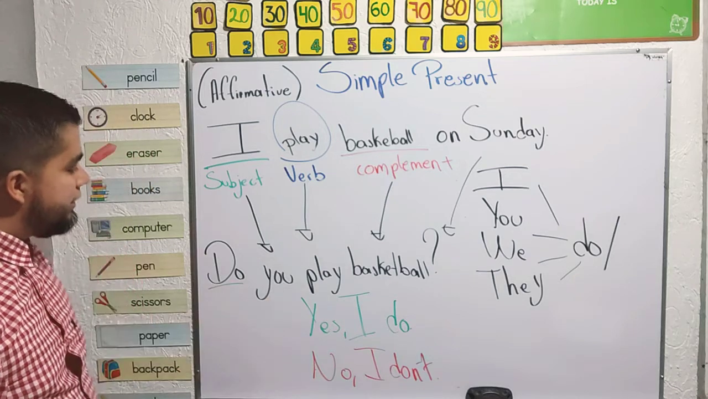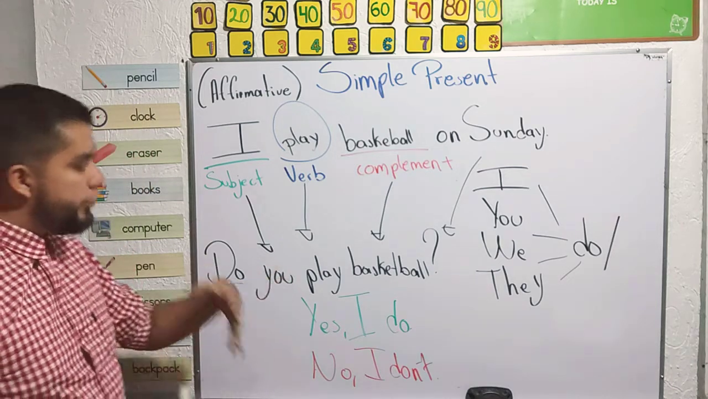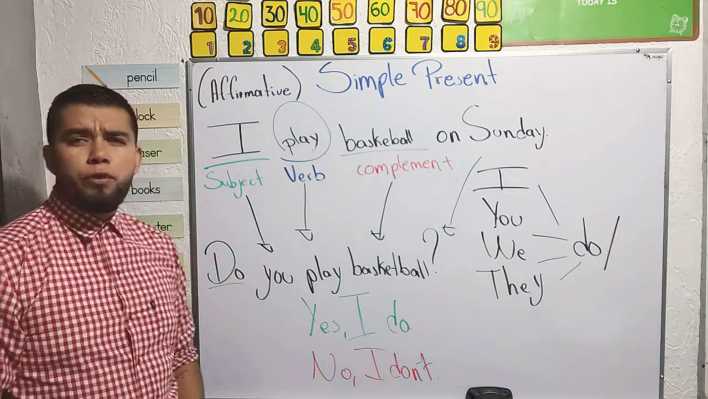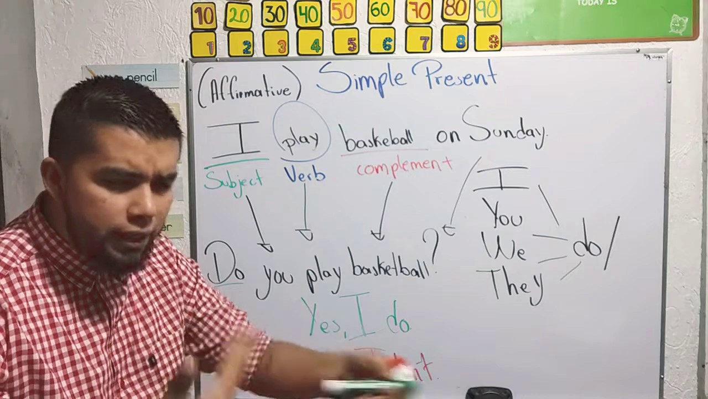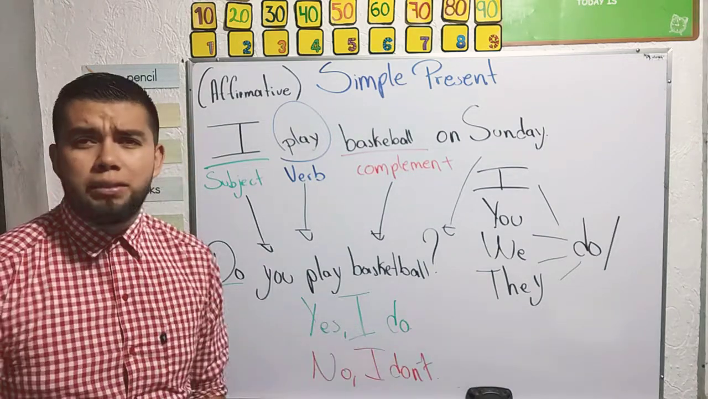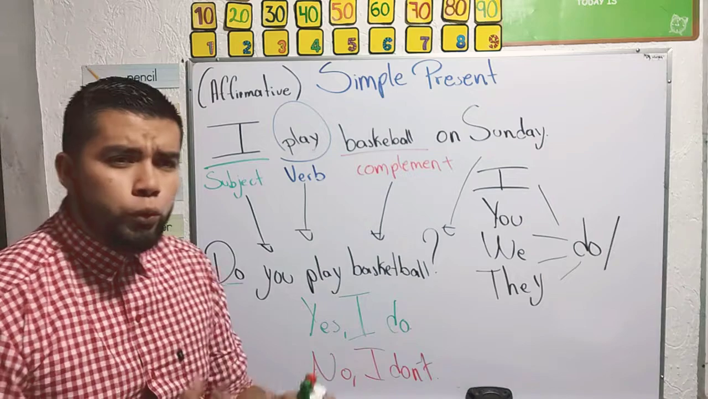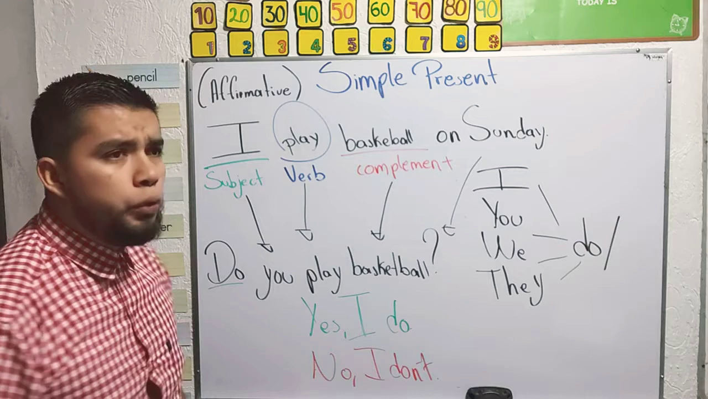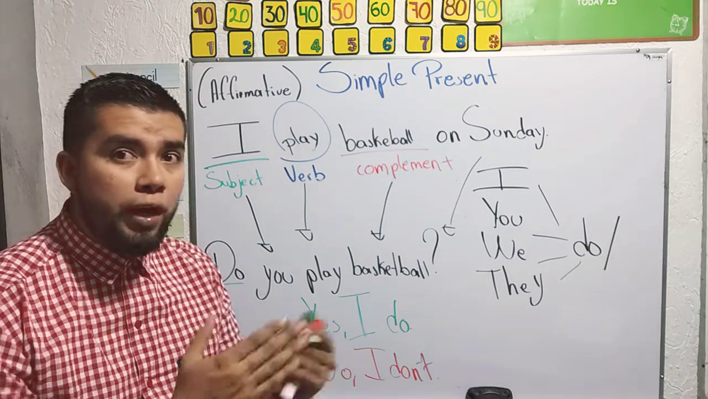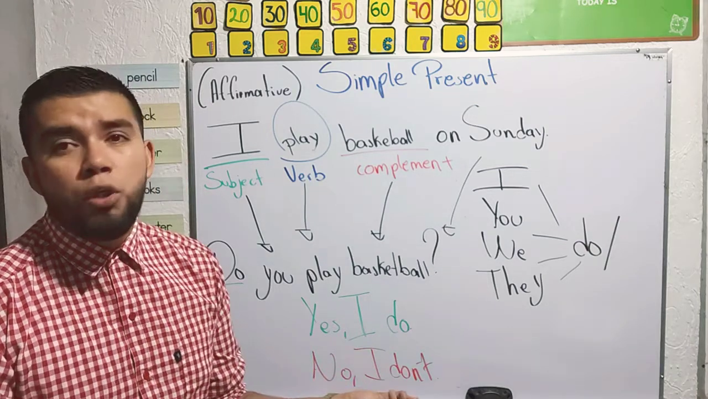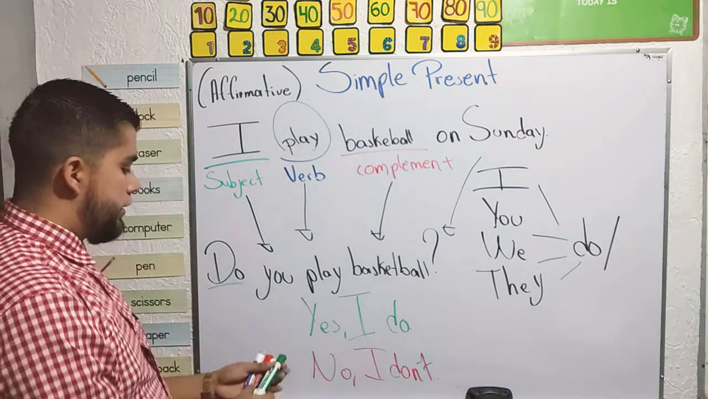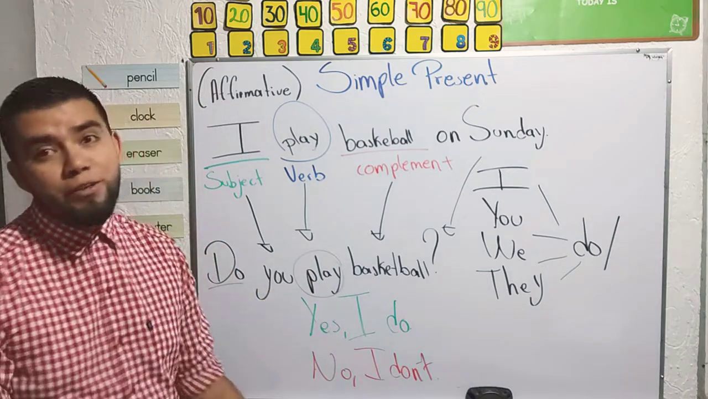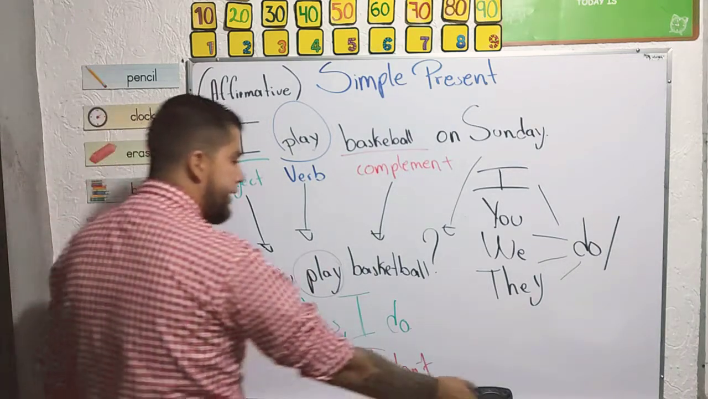This is the formula, or how we create an interrogative question in simple present, and it's only for actions that you repeat every day. Do you play basketball? Yes, I do. Do you eat tamales? Yes, I do. Or do you have a dog? No, I don't. So the action can be different. Remember, we're asking about actions.